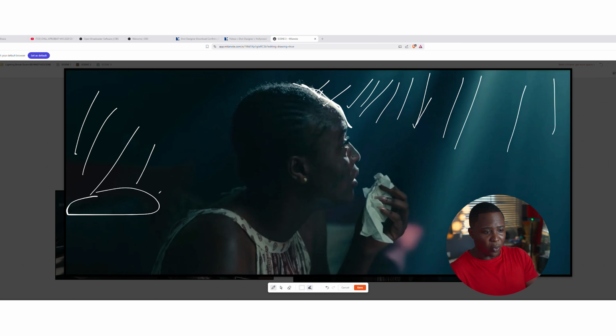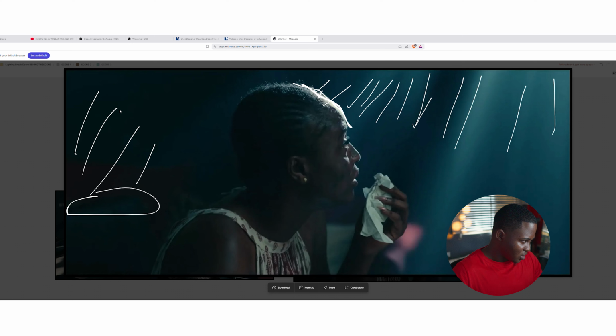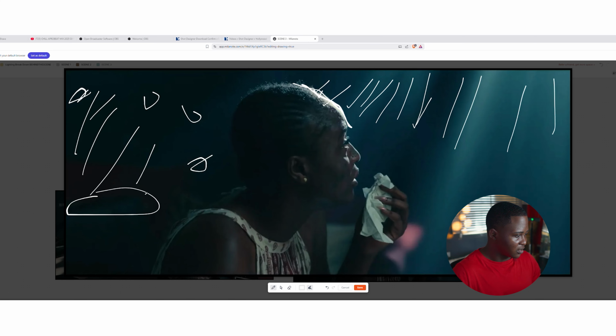Because back to this shot, you see that lights are hitting here. No matter how it's supposed to be, it's supposed to show that at least you see some rays of light behind here. Some rays of light behind here. But it's completely dark.